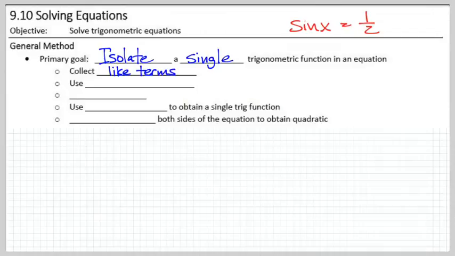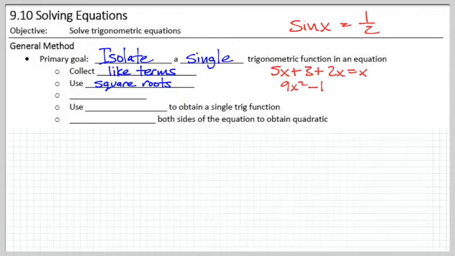We use a variety of ways, combining like terms. For example, when we have 5x plus 3 plus 2x equals x, we can combine like terms to solve that. We could take the square root of both sides. So suppose we have something like 9x squared minus 1 equals 0. We would use square rooting techniques to solve this equation.